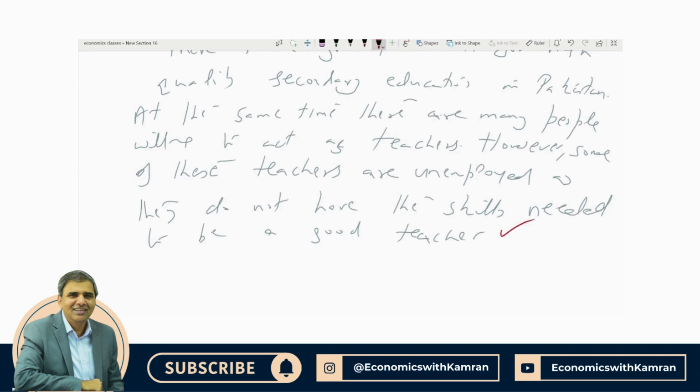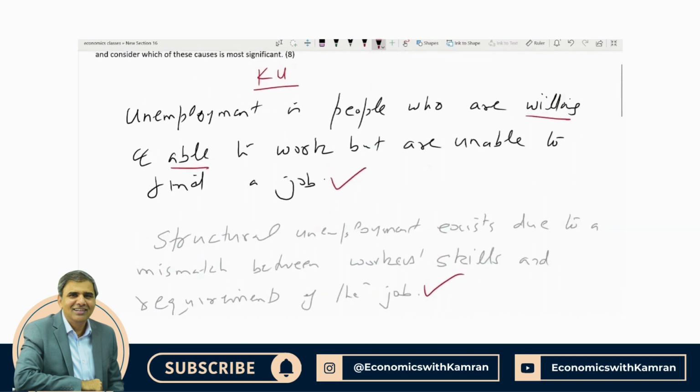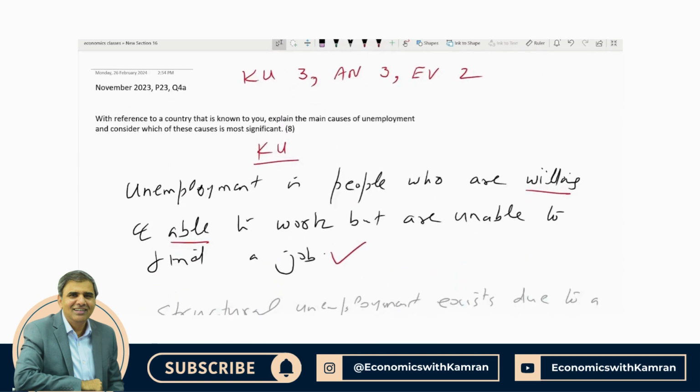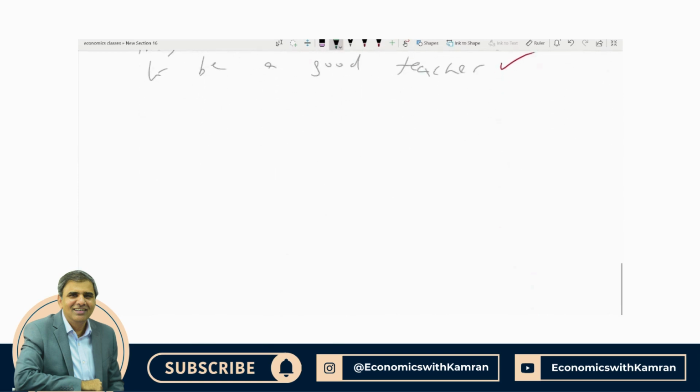Now, for the evaluation marks, we need to discuss which unemployment type is most significant for us. If you look at this question, explain the main cause of unemployment and which of them is most significant. Now, this is evaluation. So, we now talk about which type is most significant.